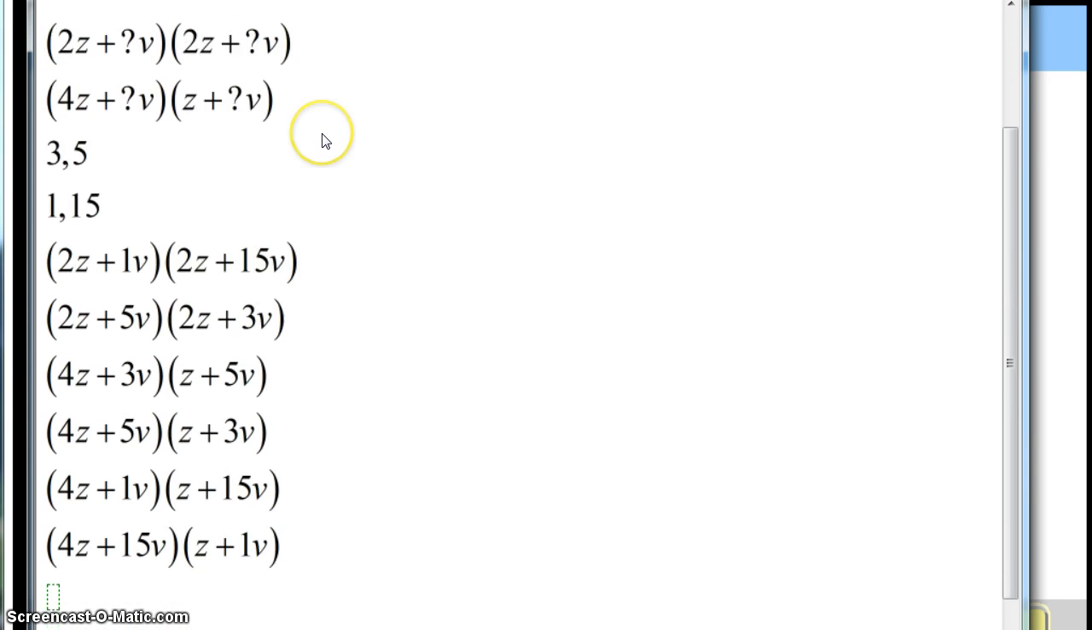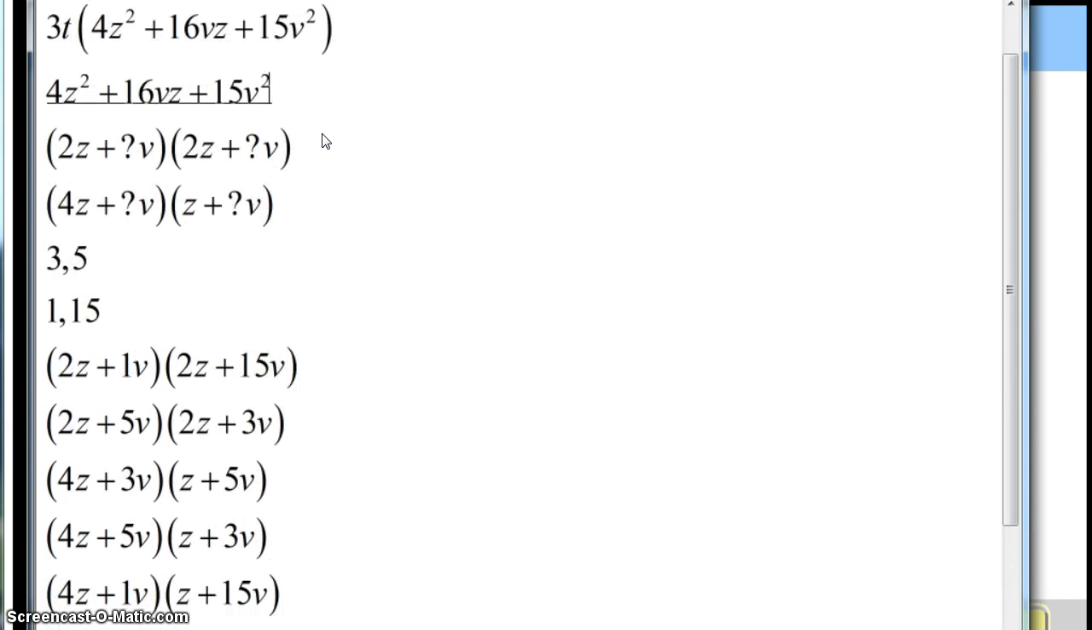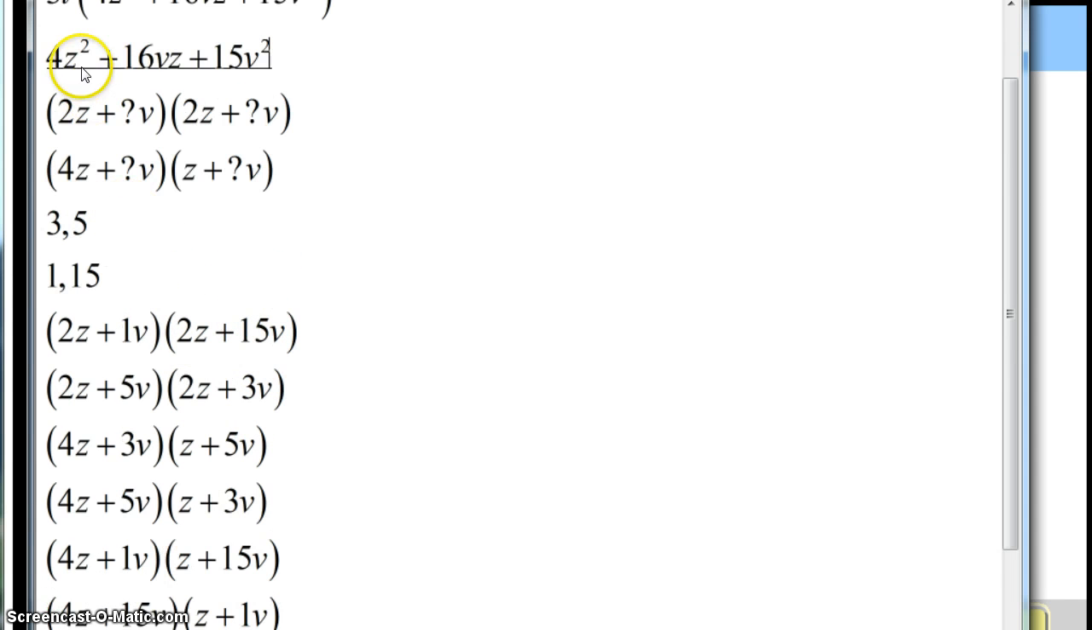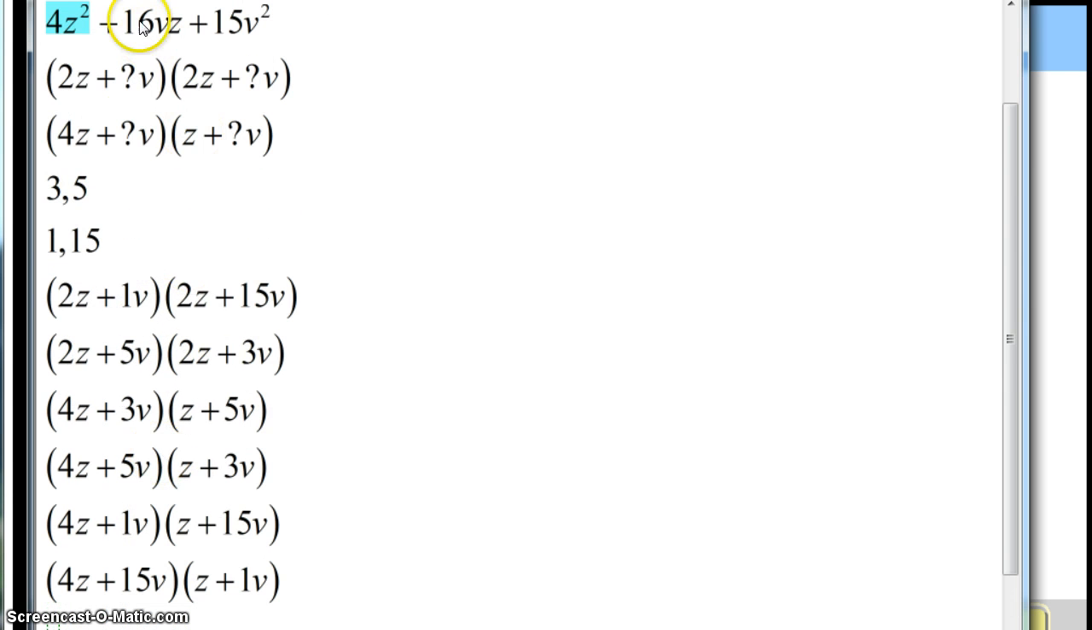And we basically have to test them all, but we can be smart about it, right? The reason why we came up with all these cases is because these are what are required to get the same first and last terms. We know that the first term and the last term will be true for all of these, but it's the question of the middle term. So we really just have to focus on the middle term. We want the product of the outside and the product of the inside to add to 16.